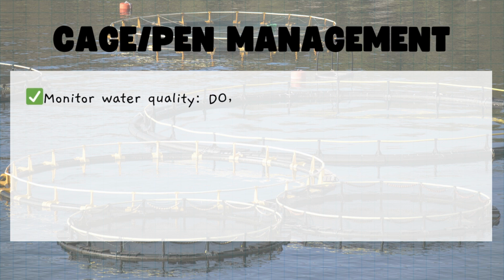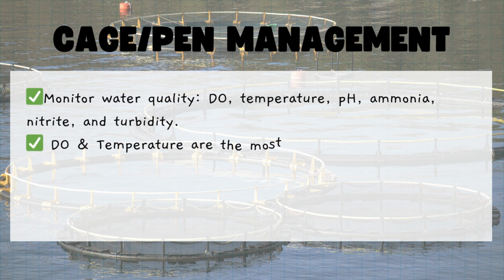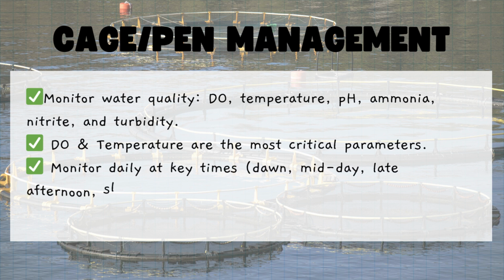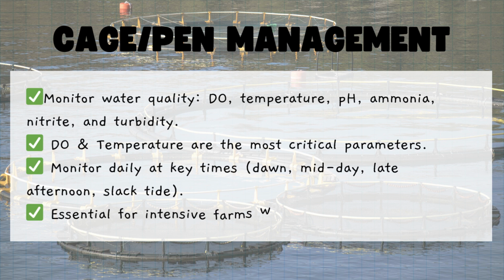For cage or pen management, we have to monitor the water quality: the dissolved oxygen, the temperature, the pH, the ammonia, the nitrite, and the turbidity. We have to take into consideration all these parameters. Dissolved oxygen and temperature are the most critical parameters for cage and pen management. We have to monitor daily at key times: at dawn, at midday, at late afternoon, and in the slack tide. And lastly, management of the cage or pen is essential for intensive farms with high production.